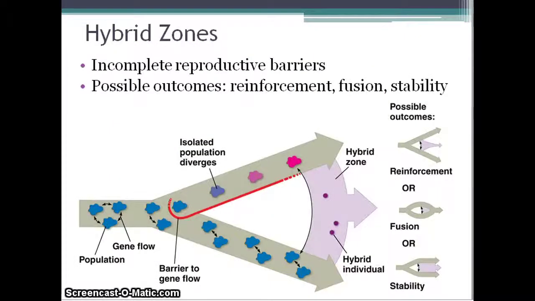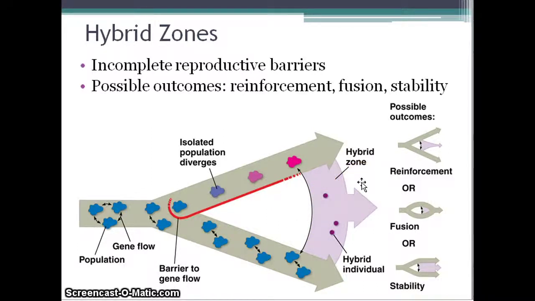Okay, and the last thing we'll be talking about, or actually second to last, is hybrid zones. A hybrid zone is what happens when two species, one goes this way, the other goes this way, but they kind of overlap. Their offspring start mating with each other, which creates hybrid individuals. And whatever is happening between these two arrows, that's what we call the hybrid zone.